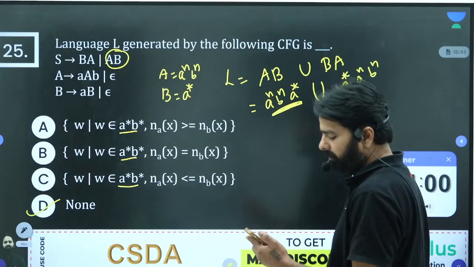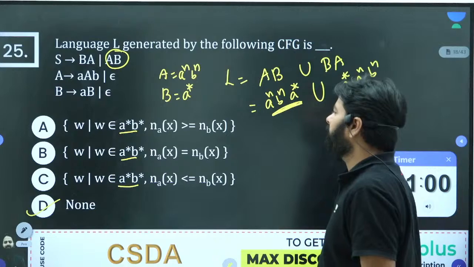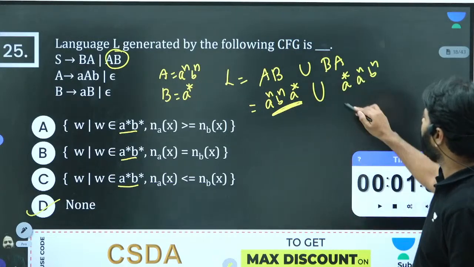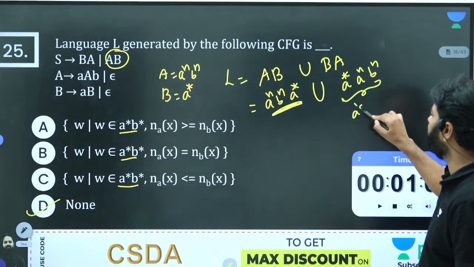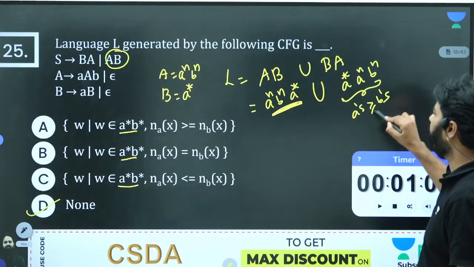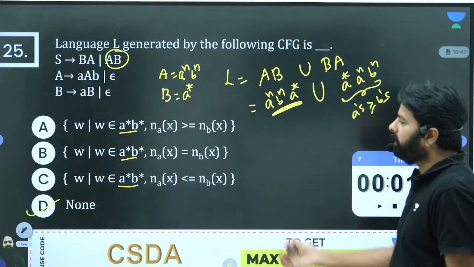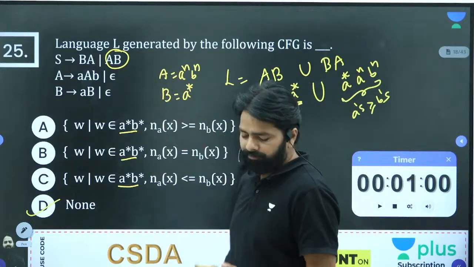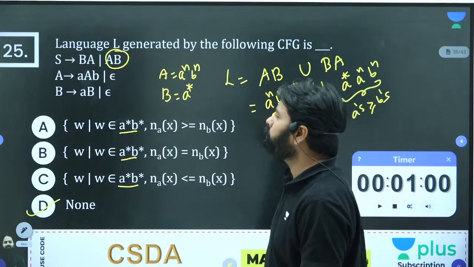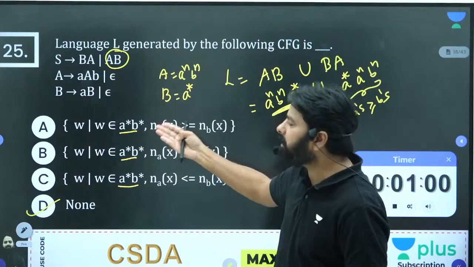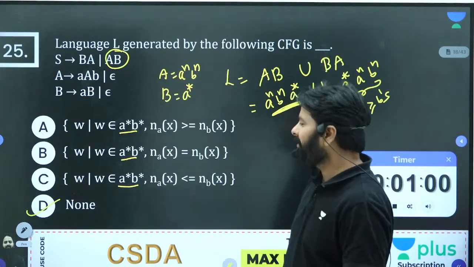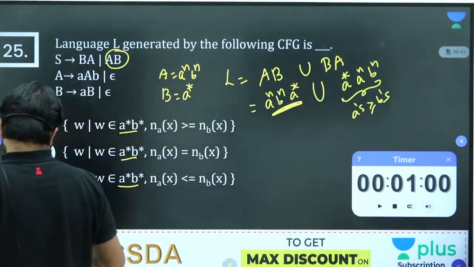I don't know how everyone is choosing A. This part was okay, this is fine. A is greater than or equal to B's. But other strings are also there. Here, these strings are missing. So you should represent exactly the same L, not half of the L.